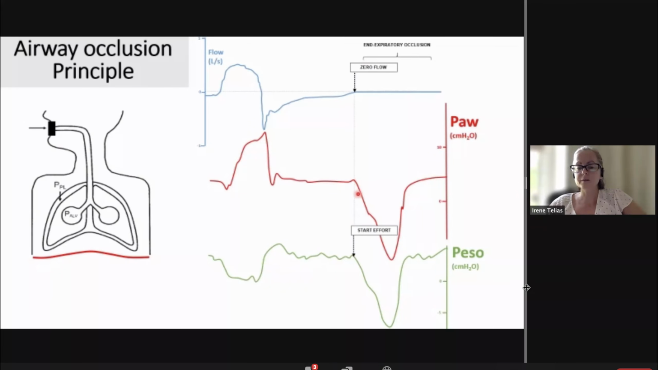And then the second parameter is called POCC, which is the whole negative deflection. So the airway pressure from here to here, okay, during the one breath occlusion.